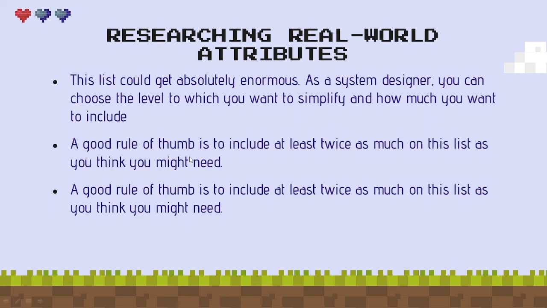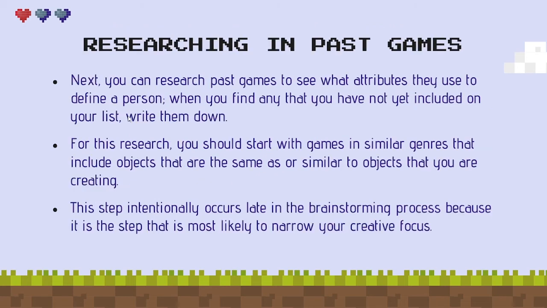Okay? So, a good rule of thumb is to include at least twice as much on the list as you think you might need. So, again, mas marami, mas maganda. Why? Kasi you can just simply remove them along the way. So, next, you can research past games to see what attributes they use to define a person. So, when you find any that you have not included yet on your list, write them down.